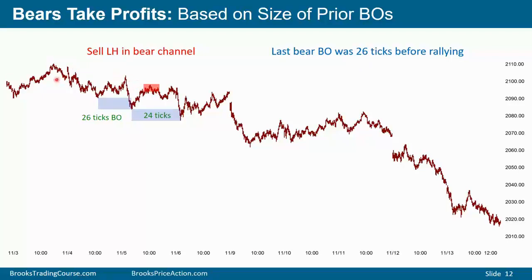Market's making lower highs, lower lows, therefore a bear channel. Some traders will sell the lower high. They want to be selling somewhere in the middle third or the upper half of the most recent leg down. They know the last bear breakout was 26 ticks below the breakout point. So where will the bears take profits if they sell here? Well, they expect a new low, and therefore they're not going to be taking profits here.